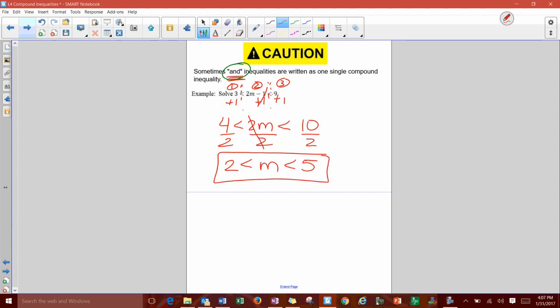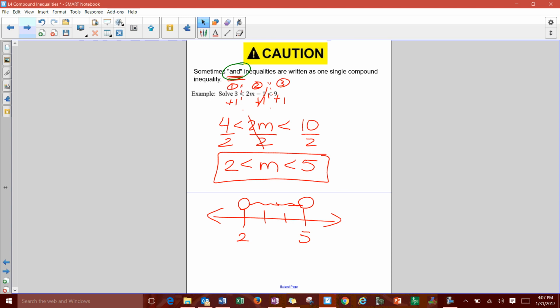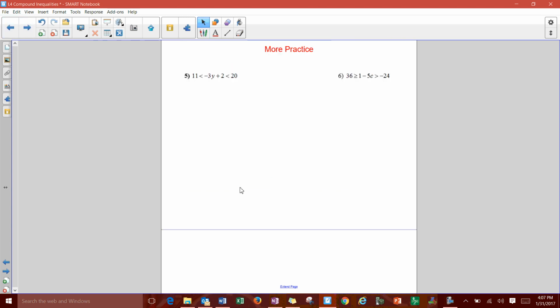So this means the same thing as the inequality that we just looked at. And then when I graph this, again, this says 2 is less than n. So here's 2. n is more than that. So 3, 4, 5. Here's 5. And n is less than 5. So the graph would look the same. You can choose whichever method you would like for solving these inequalities, all right?